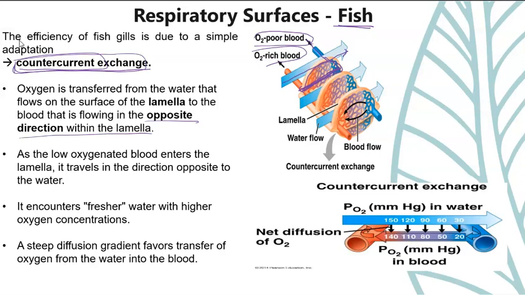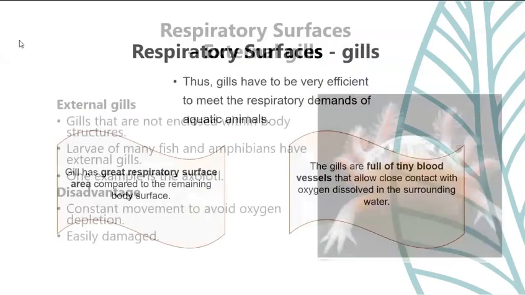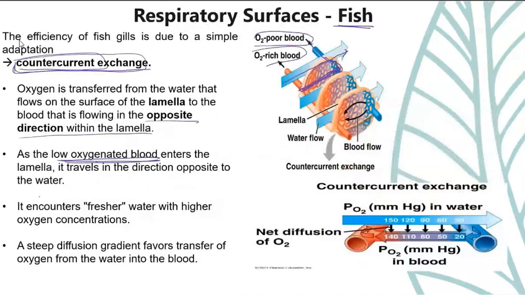Okay, so as it says here, as the low oxygenated blood enters into the lamella, the low oxygenated blood in the blue blood vessel, it travels in the direction opposite to the water. Okay, opposite to the water that flows across the gills. So this encounters fresher water with higher oxygen concentration. It is referring to the flow of blood, from oxygen poor blood until it becomes oxygen rich blood. So the blood that flows in the lamella, at each point it encounters water that has higher oxygen concentration.